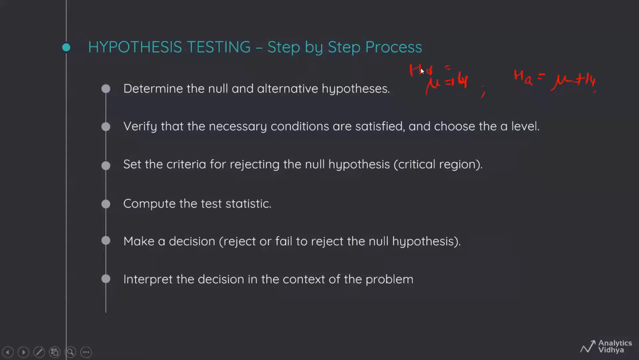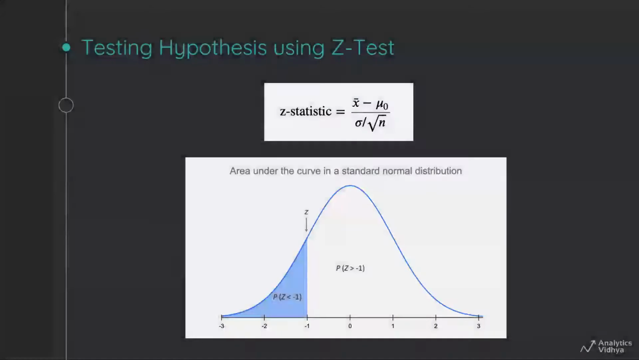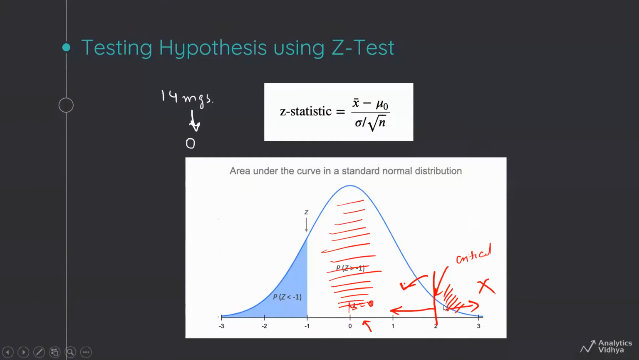Once you come up with your null and alternate hypothesis, you verify that the necessary conditions are satisfied and choose a significance level. Now, what does this mean? In the previous slide, I'm talking about this region as a critical value, right? The area after this is called the significance value, the probability, or the proportion of this area compared to the entire distribution.